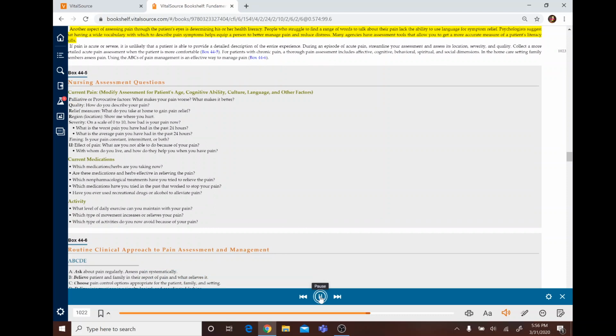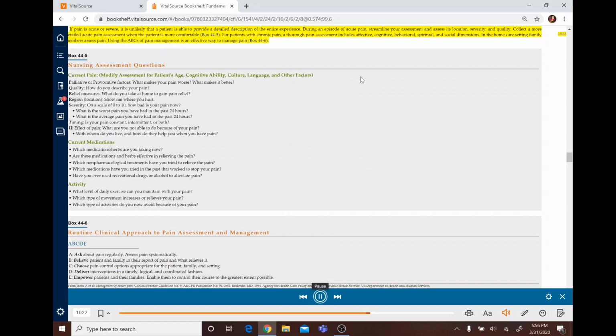Another aspect of assessing pain through the patient's eyes is determining his or her health literacy. People who struggle to find a range of words to talk about their pain lack the ability to use language for symptom relief. Psychologists suggest that having a wide vocabulary with which to describe pain symptoms helps equip a person to better manage pain and reduce distress. Many agencies have assessment tools that allow you to get a more accurate measure of a patient's literacy skills.